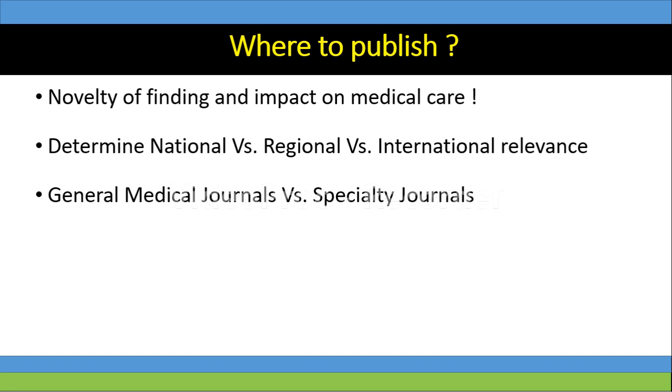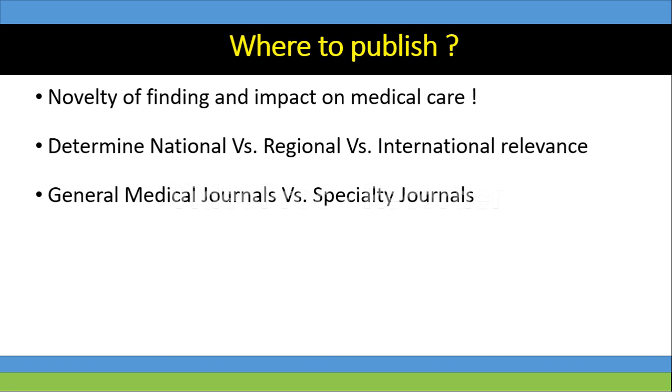Then, I just told you there are normally two types of journals. One are known as general medical journals, and the other are known as specialty journals. So the example of a general medical journal could be the British Medical Journal, the Journal of the American Medical Association, the Journal of the Pakistan Medical Association, or probably the Journal of the College of Physicians and Surgeons of Pakistan.